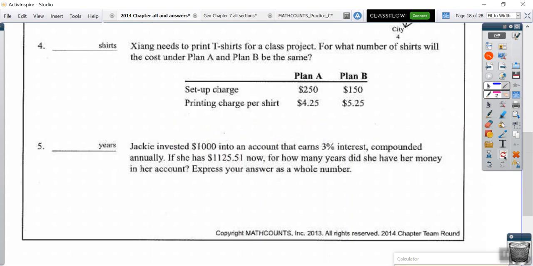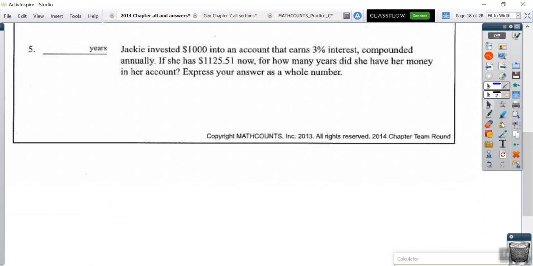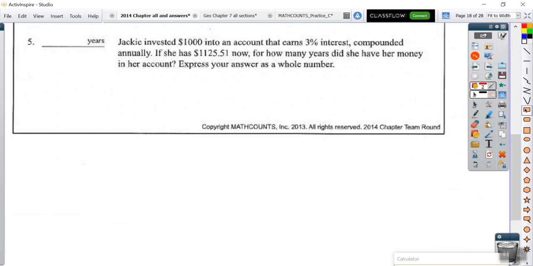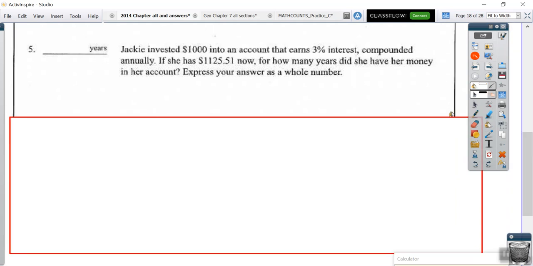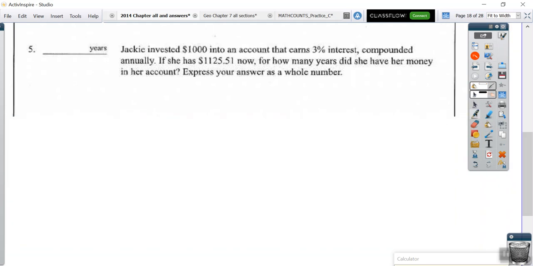All right, so for number 5, there's a real quick way to do this, and that is with the graphing calculator. So you are allowed to have a graphing calculator. You're not allowed to use Desmos, sorry, but you can use a graphing calculator. And so here is what you're going to do for this problem.